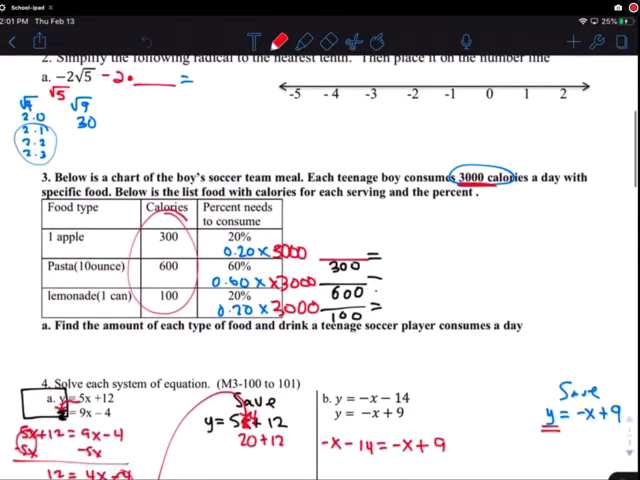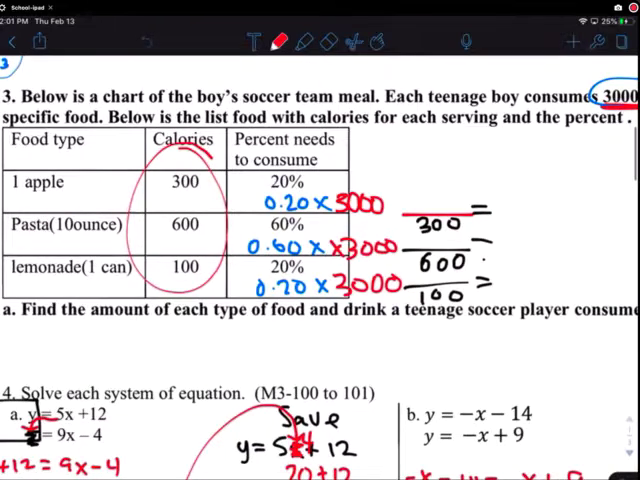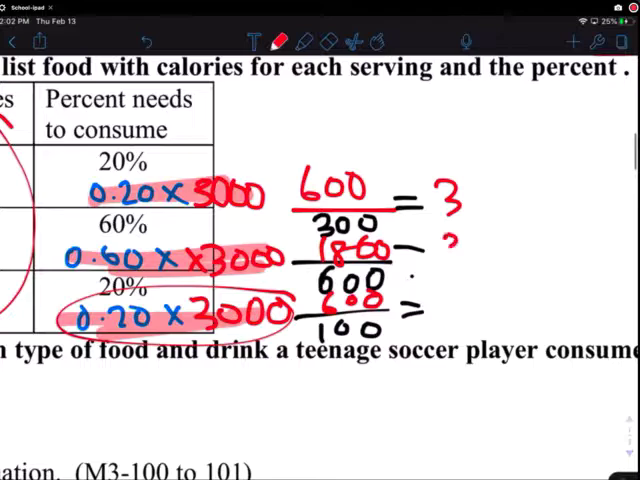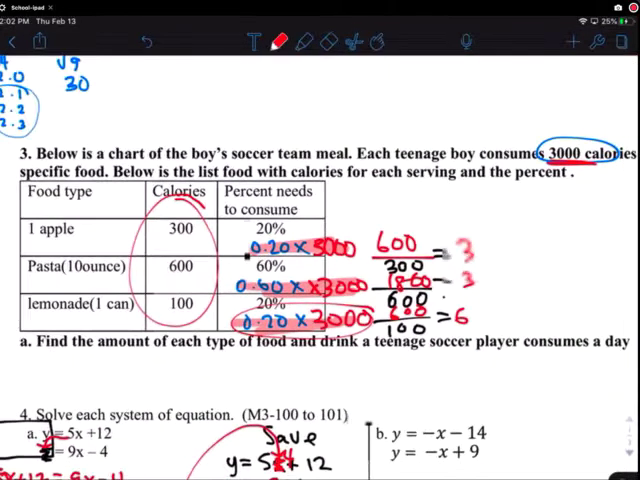Okay, we did these two. So in class, I did this part. So you multiply. We did up to there. Okay. We're going to multiply all these first. So 0.2 times 3,000 is 600. Okay, and then 0.60 times 3,000 is 1,800. And multiply these two, get another 600. Divide them, you get 3 here, 3 here, and 6 here.